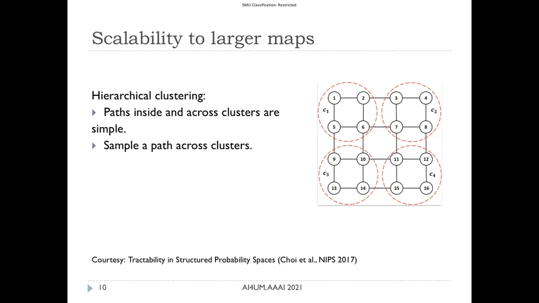So to sample a complete path from a given source to a given destination, we first sample a path across clusters from the abstracted graph. Then we sample a path within each cluster.